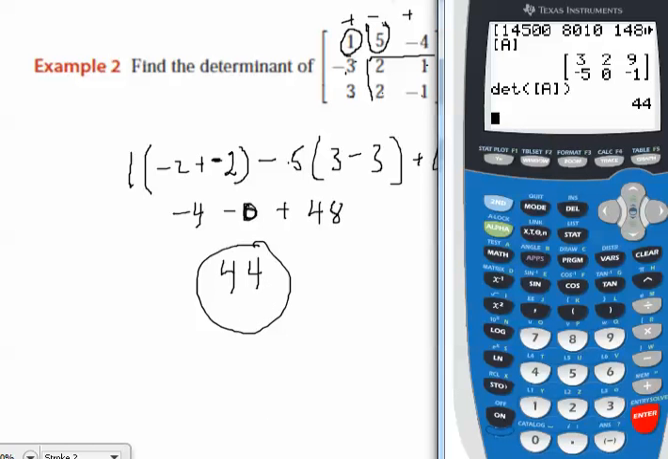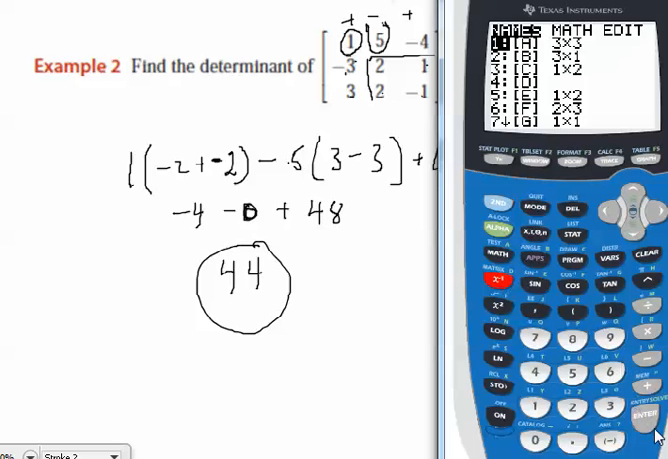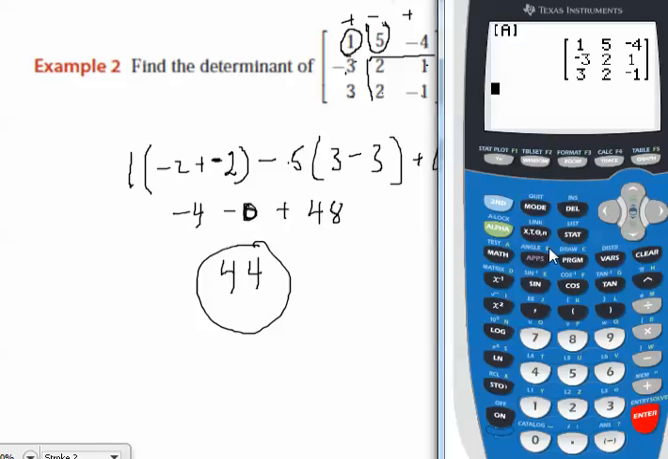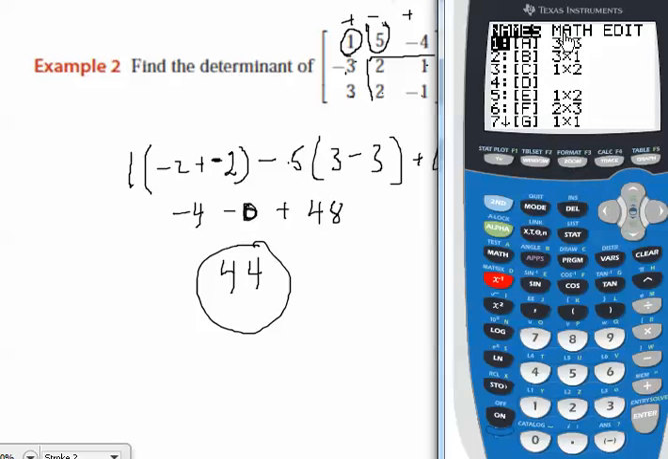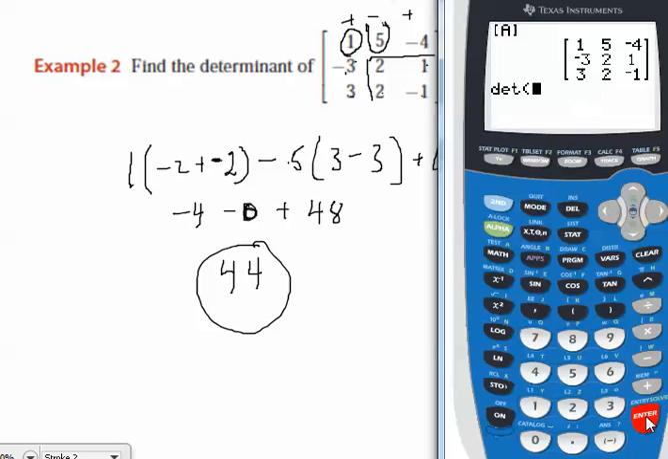Let's try it with a calculator. See if we get anything better with it, okay? So let's do a clear here. And let's do a second matrix. And we're going to look at matrix A. And I believe I've got it in there. 1, 5, negative 4, negative 3, 2, 1, 3, 2, and negative 1. The easiest thing to do here is to do a matrix. And if you go to the math, the one right over here, math, the first thing is the determinant. So I'm going to do the determinant of matrix A.